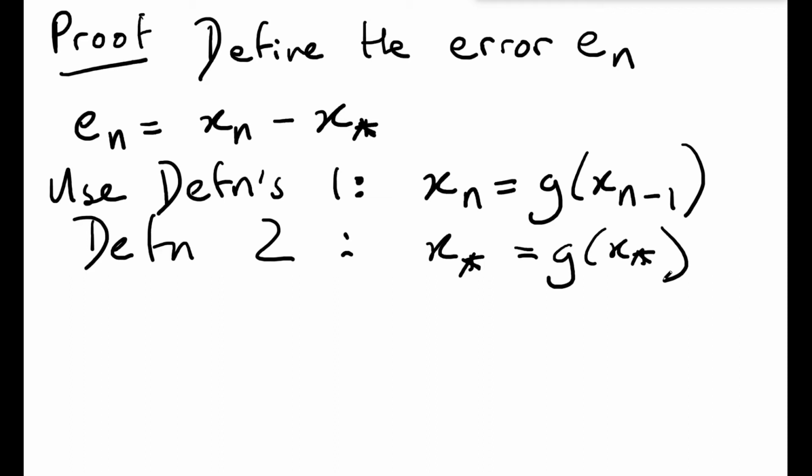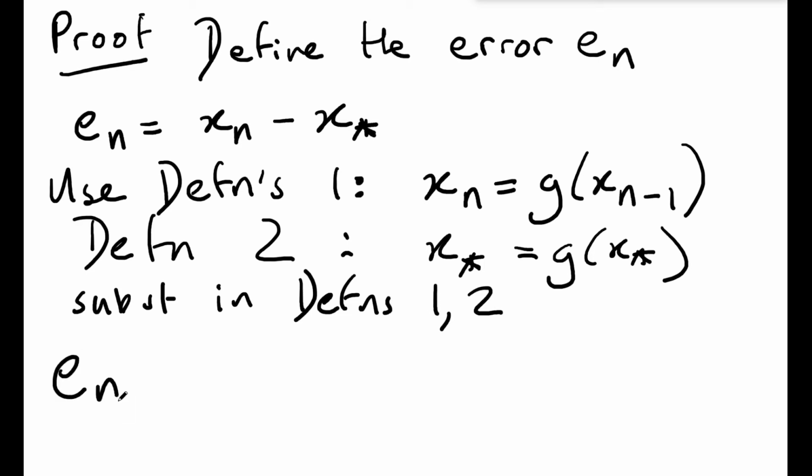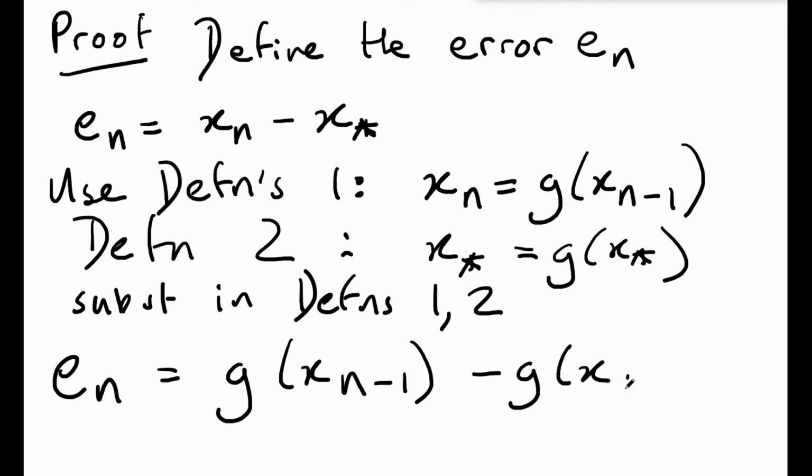So that's very helpful because it allows us to express our original error in terms of g variables. And then you can see where we're going to go. We're going to then use a mean value theorem. So we're going to substitute in definitions 1 and 2 here, written in our form, and then we just have our error xn is equivalent to g of x n minus 1 minus g of x star. Okay, so that's the first bit. We're just manipulating our error variable in terms of g variables.